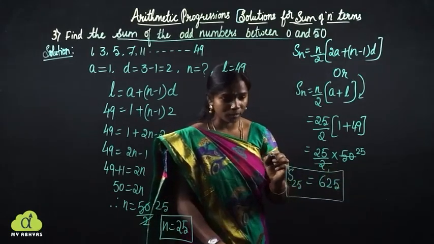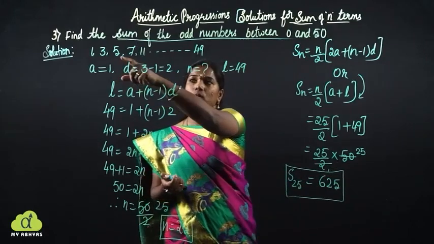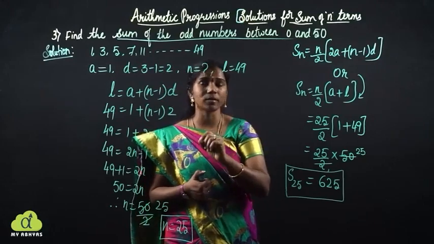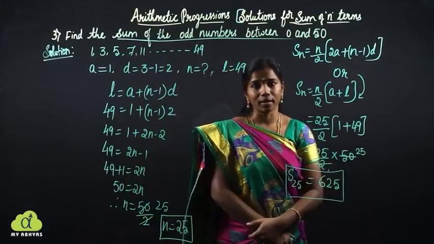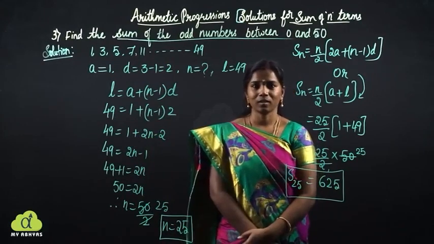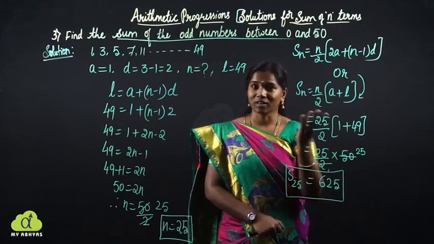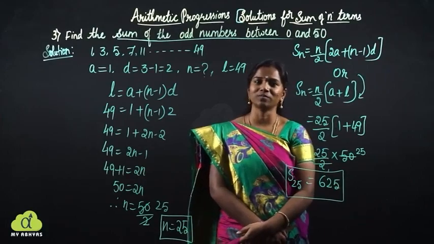I hope you know the meaning of this. If we go on adding all these numbers, that is 1 to 49, the odd numbers from 0 to 50, there are 25 numbers. If you keep adding all those, we get the answer as 625. Clear? So, hope you have understood, you are learning and you are recalling all the formulas required for this. So, let us move on to the next problem.